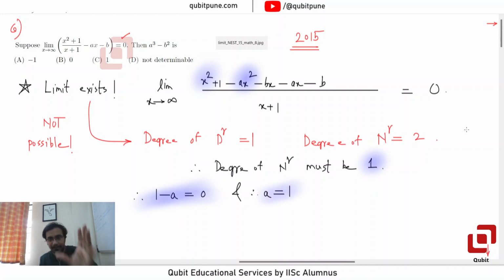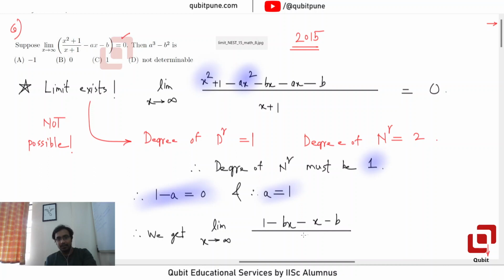Okay, but that's only half of the problem. Now you have understood that because we have determined a and we still have to continue solving the problem, option D may not be the right option. Therefore, we get, what do we get? Limit x tends to infinity 1 minus px minus x, now I can write because a is 1, minus p upon x plus.